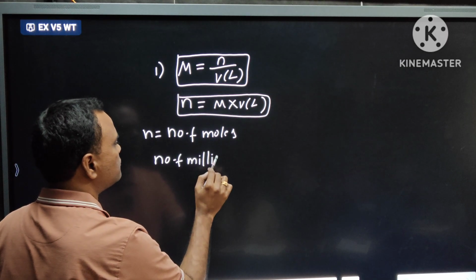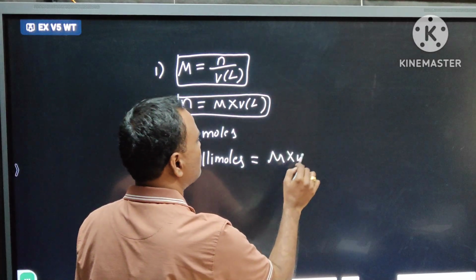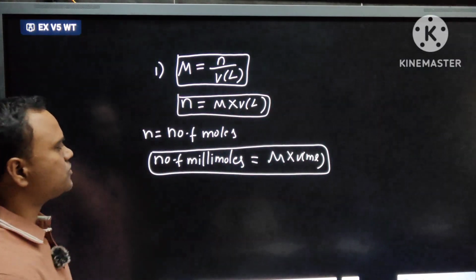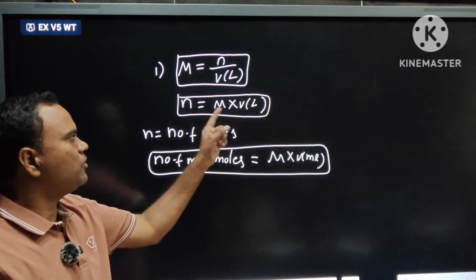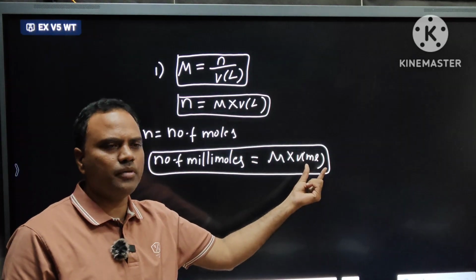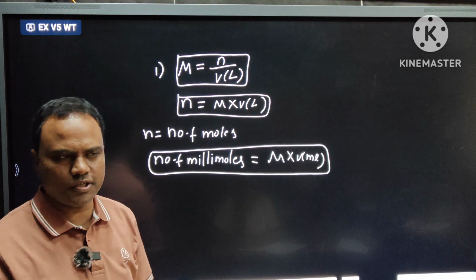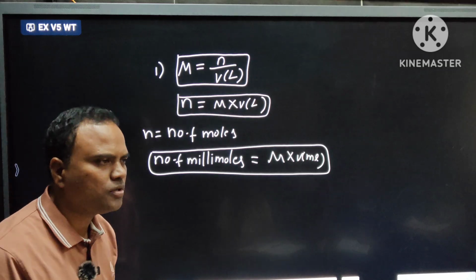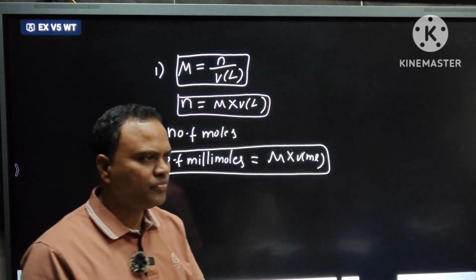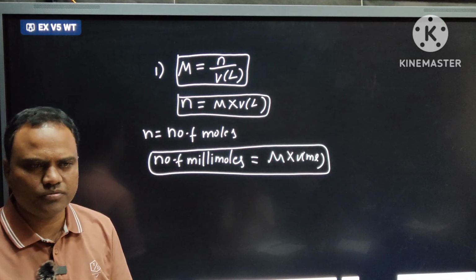Number of millimoles is equal to molarity into volume in ml. If I ask you, what is the formula for number of moles? Molarity into volume. What is the formula for number of millimoles? Molarity into volume in ml. In place of liter, if you take ml, that is milliliter. How to calculate number of millimoles? By taking volume in ml. For example, if volume is given in liters, convert it into ml and substitute here. You will get millimoles. Right?